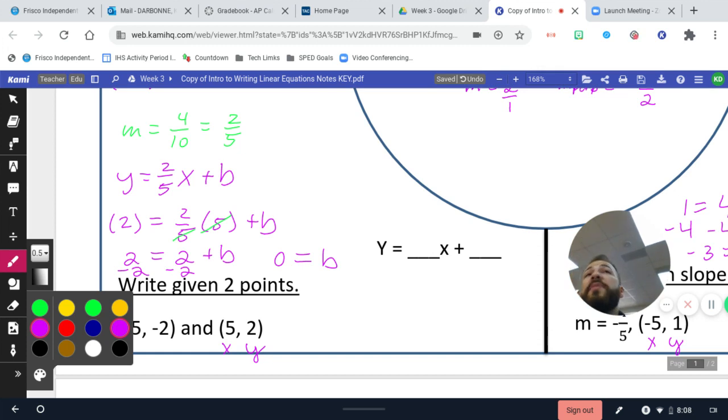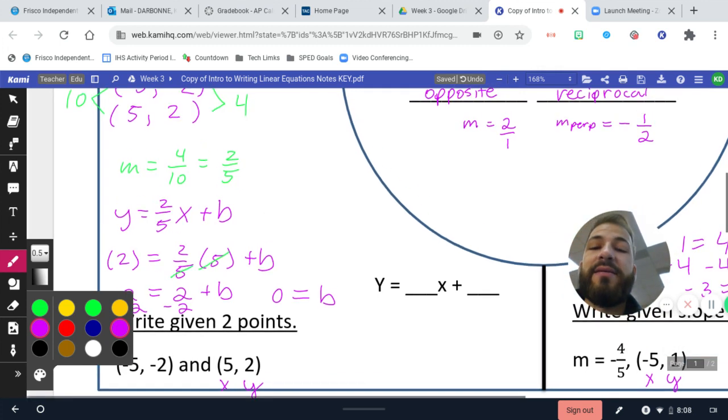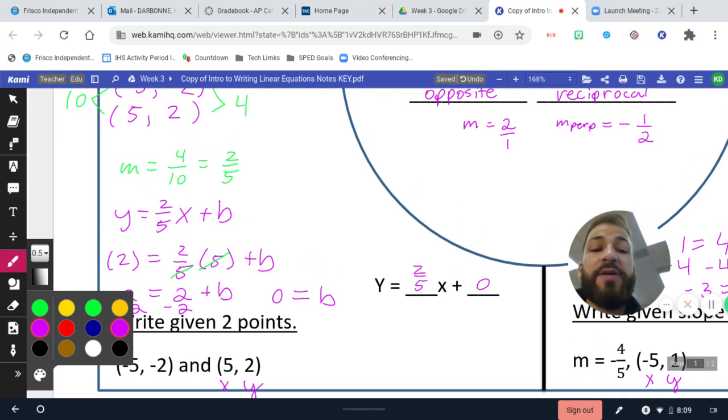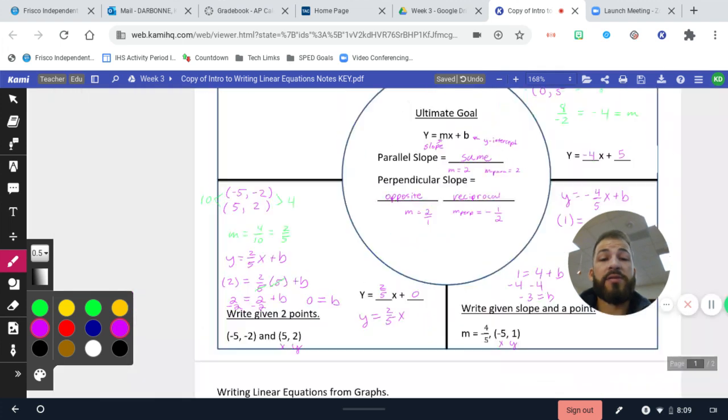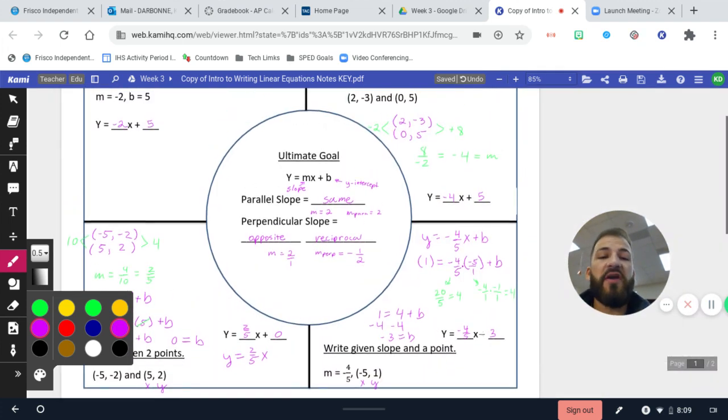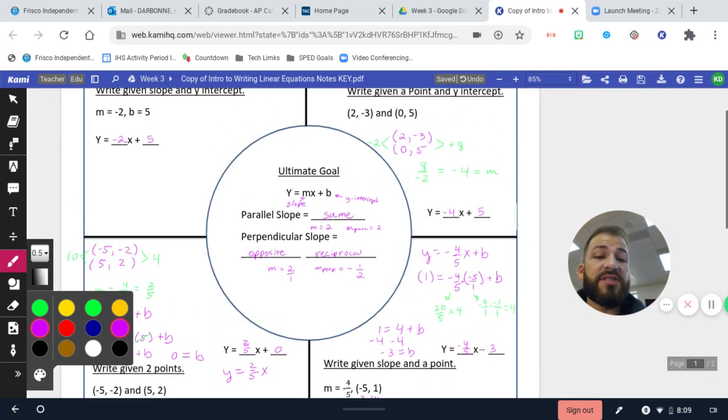So if we get a b value of 0, then that means our y-intercept is the origin. It's going straight through the middle of the graph. So we can write it as 2/5 x plus 0, but if I'm adding 0, do I really even need to write it? No, so we can also just write this as y equals 2/5 x. Nice and straightforward like that. So those are writing from various different points, different values given to you.